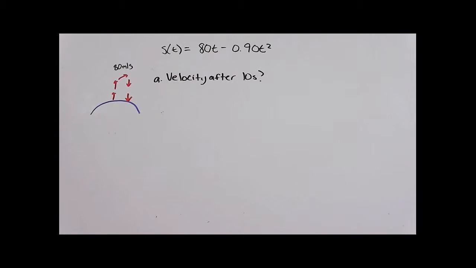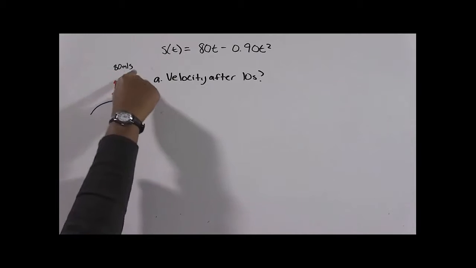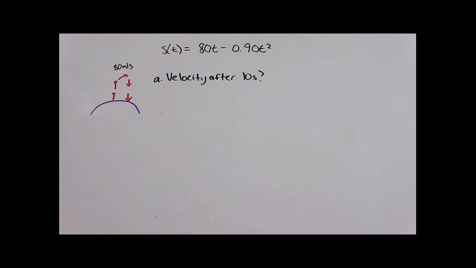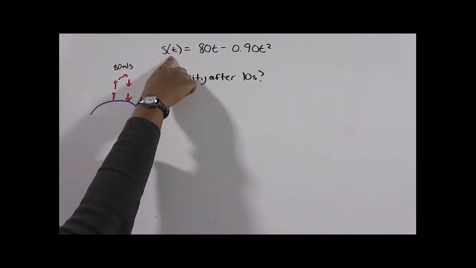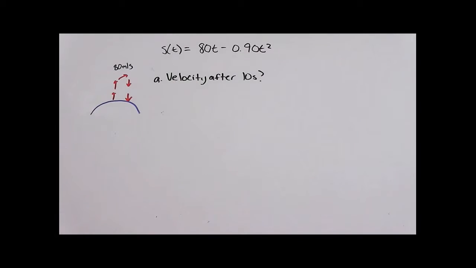Question 9 of the Calc Knowledge pretest says that an arrow shot up from the moon at 80 meters per second, and its height in meters is given by this equation. The first part of the question asks, what is the velocity of the arrow after 10 seconds?